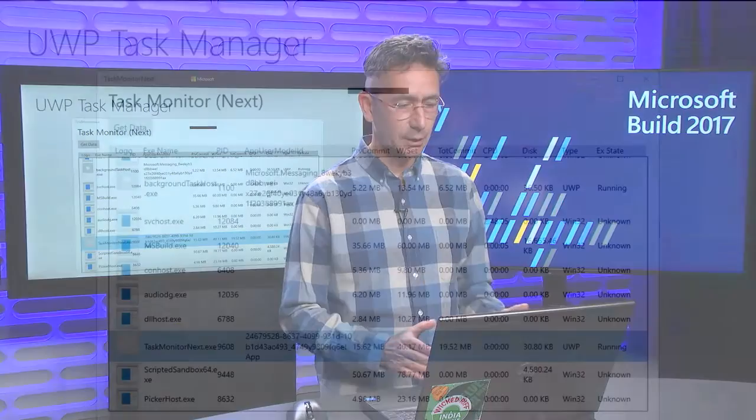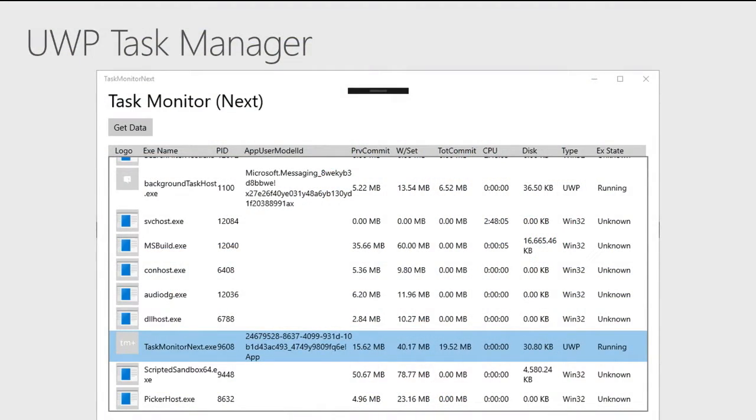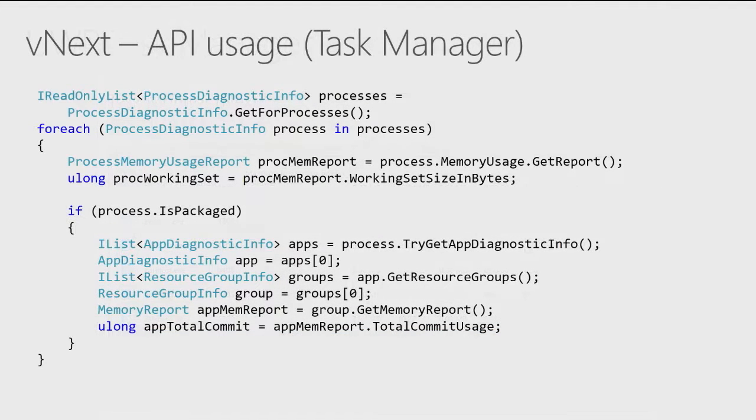So here's an example of the same idea of a task manager, but it's using the next release of the APIs, so beyond the Creators Edition. And let's have a look at the differences in the API. So what I'm doing here is I'm actually getting a list of not just the UWP processes, but all processes on the system, which is what Task Manager does. So instead of starting with an app diagnostic info, I'm starting with a process diagnostic info. So I'm saying, get me a list of all the process diagnostic infos. And then get the interesting data out of the process diagnostic info.